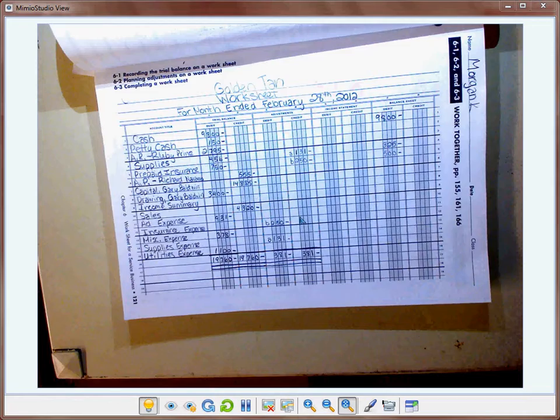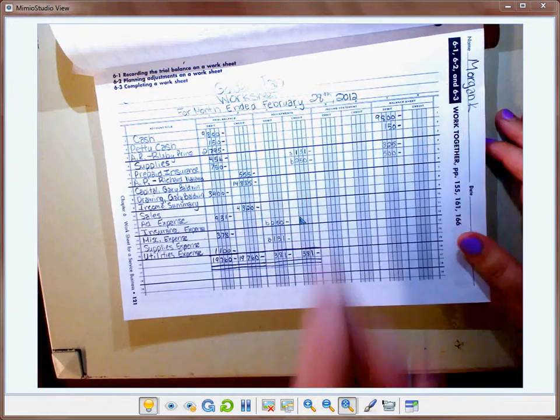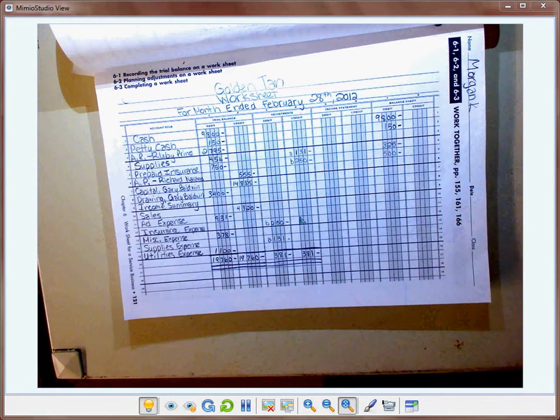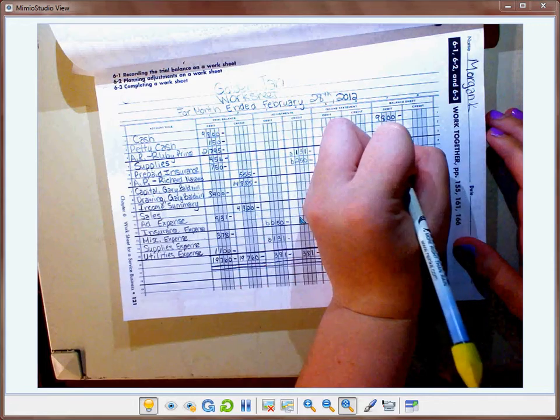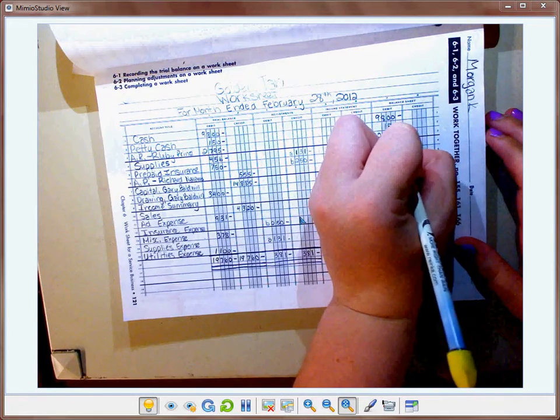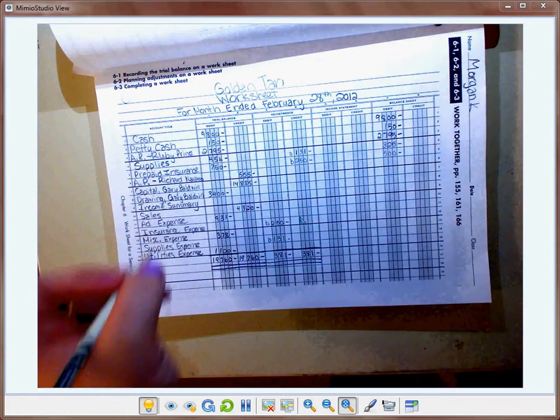Petty cash would be a debit of $150. Accounts receivable is a debit of $2,795. Accounts payable is a credit of $555.